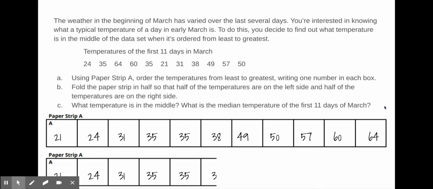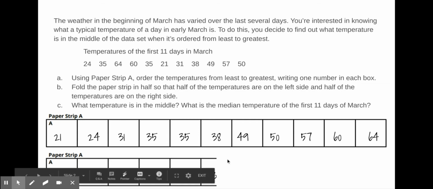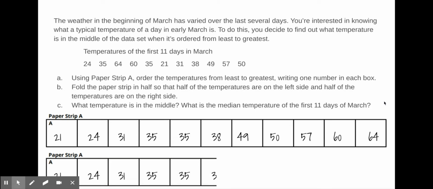And you can see that the halfway point, the fold point, comes right at 38. I know my little marker there is in the way, but that's why I have two of them. So that means that the halfway point, also called the median, is 38 degrees. That would be the median temperature of the first 11 days of March.